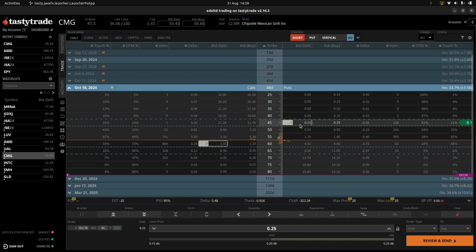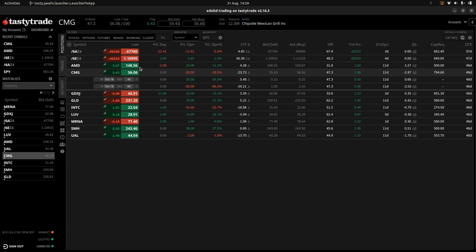However, this is an example where you could roll the put side up. The put contract is at 60% profit. So, yeah, but right now we're not going to do anything with CMG, but you can do some stuff like that, some more funky stuff to boost your returns.